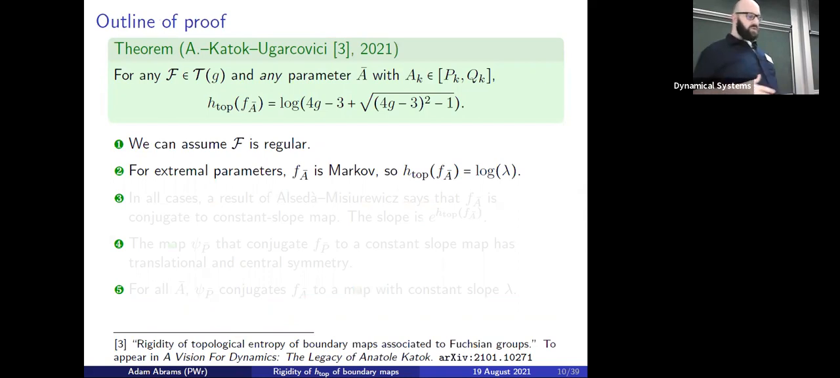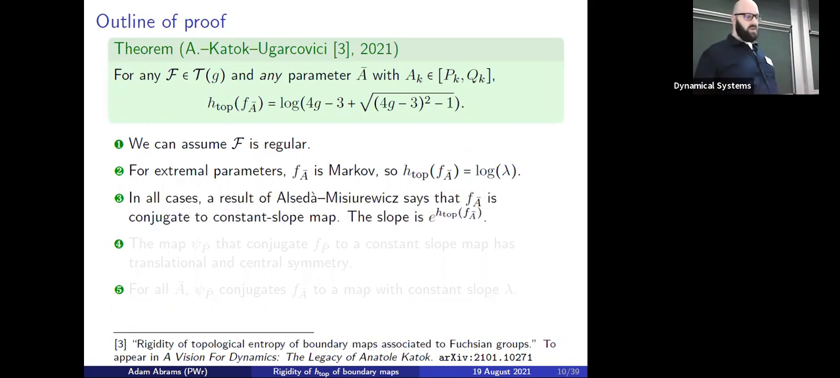The extremal parameters, as I mentioned, FP is Markov, and actually all of the extremal versions, FQ and any others, are also going to be Markov. And so for a map that's Markov, we have a nice way to calculate the topological entropy as the log of an eigenvalue, the maximal eigenvalue of the transition matrix. So we'll do that, but it's only valid for Markov maps. What we do for non-Markov maps is use a result of Alsedà and Misiurewicz, building off some other names who I'll mention later, which says that if you have a map with certain properties, then it's conjugate to a map with constant slope.